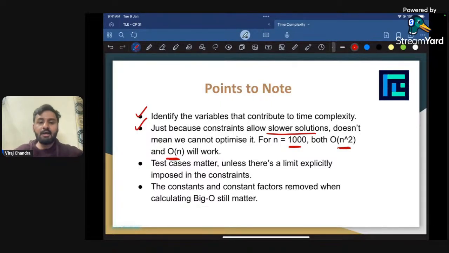And this is the main idea. If constraints allow slower solutions, fine, create it for the contest sake. But after you upsolve or after you look at the problem, do make sure that you also understand the optimized way of actually solving that problem. Okay. Now, this is actually the final line. Test cases matter unless there is a limit explicitly imposed in the constraints. So this is a very, very important topic.